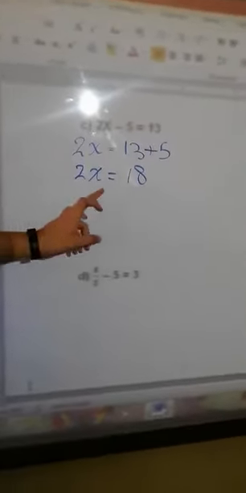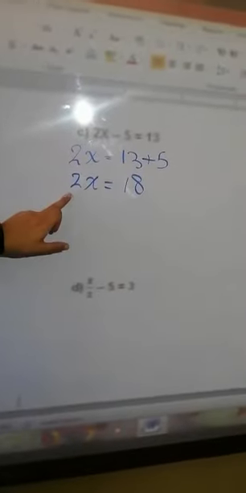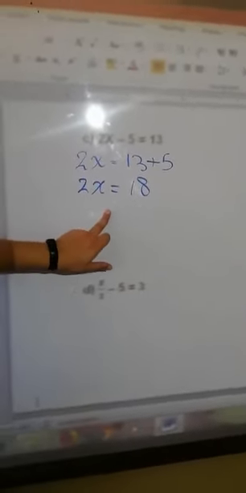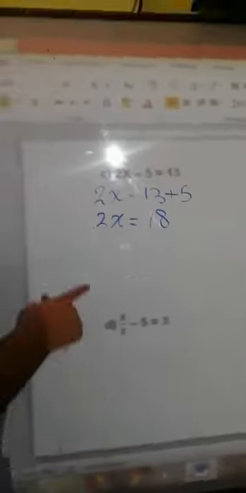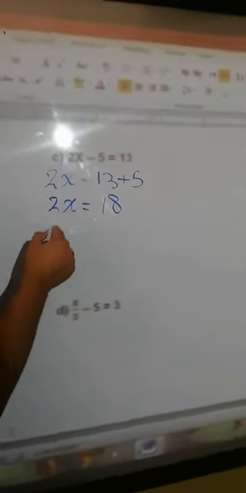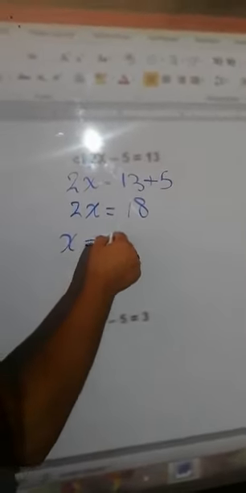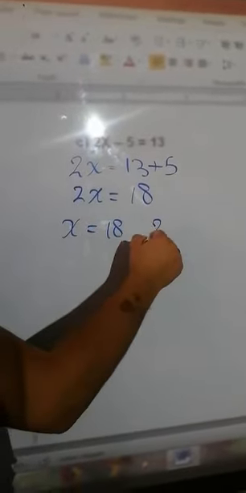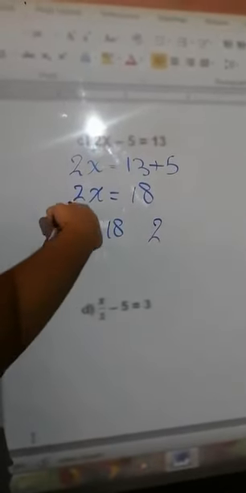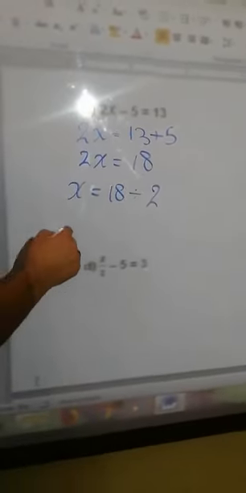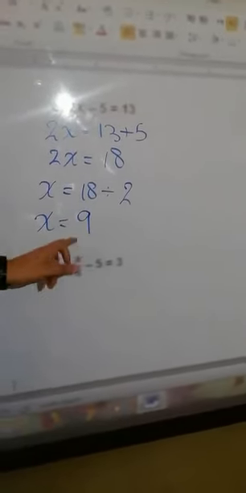2x equals 18. Now I have only one number beside the x, so it moves to the second side. Here is a 2 with times, so it will move to the second side by divided, because it's times. 18 divided by 2 equals 9. So the value of x here equals 9.